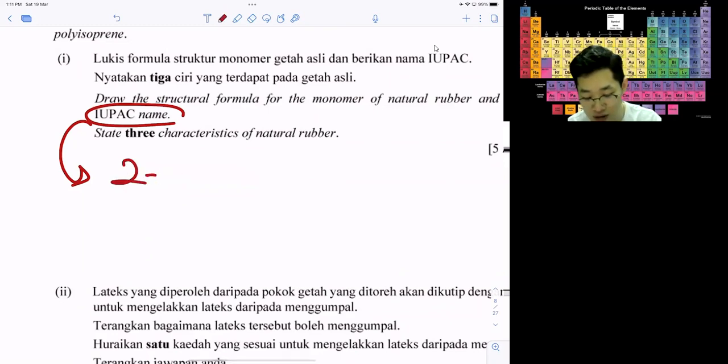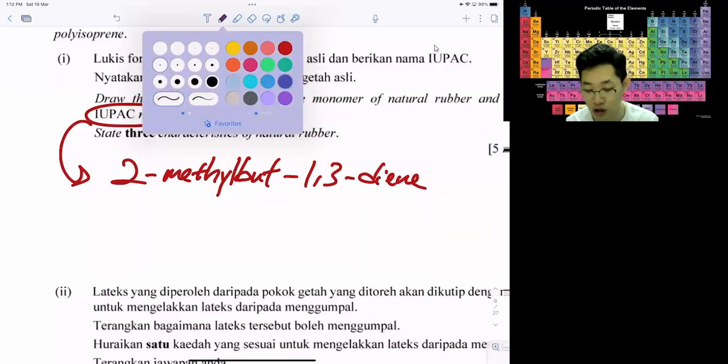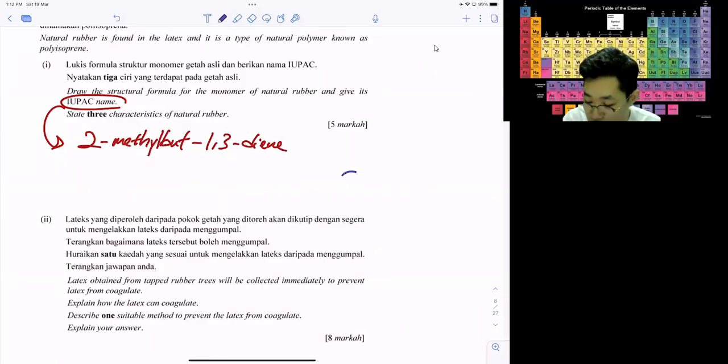2-methylbuta-1,3-diene. Draw it out. Start from buta-1,3-diene. So 1, 2, 3, 4.